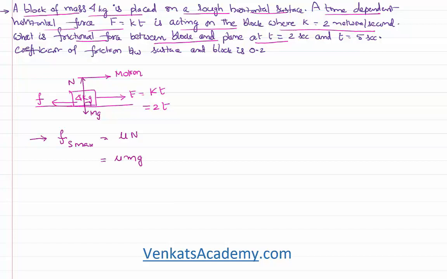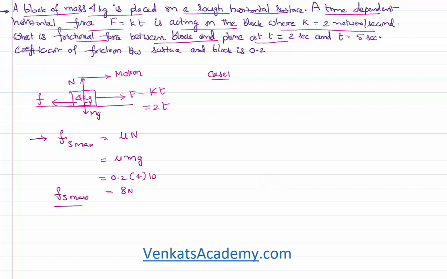It is given that the coefficient of friction is 0.2. Mass of the block is 4. Assume g equal to 10. So it's going to be 8 Newton. This is the maximum frictional force. Fs maximum is 8 Newton. Now we have two cases in the problem.